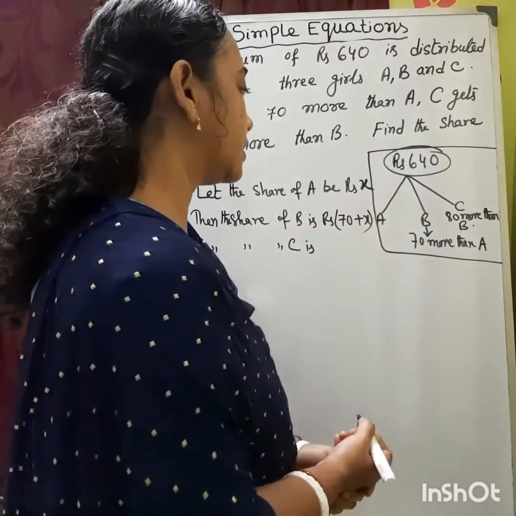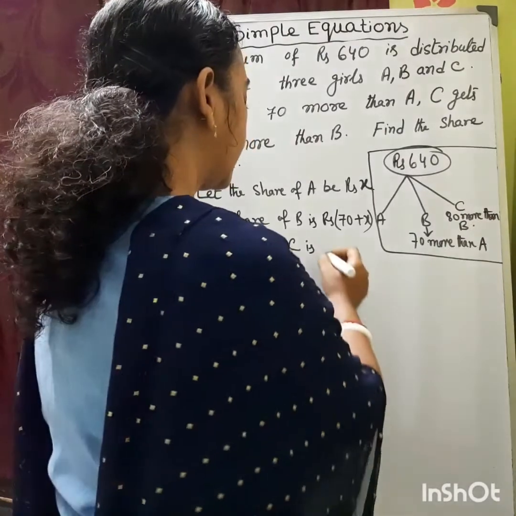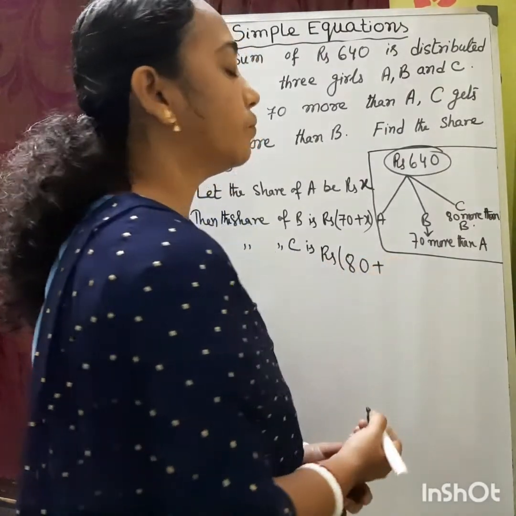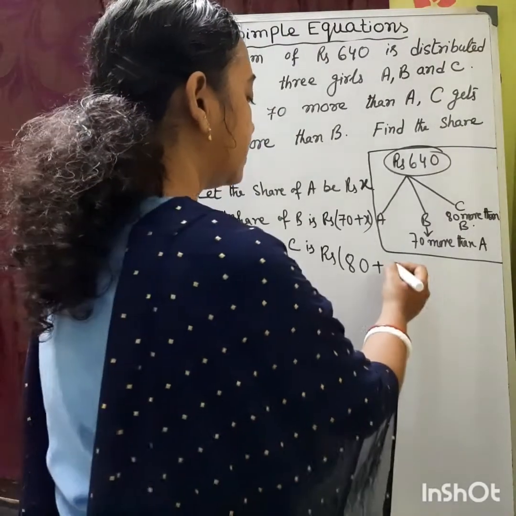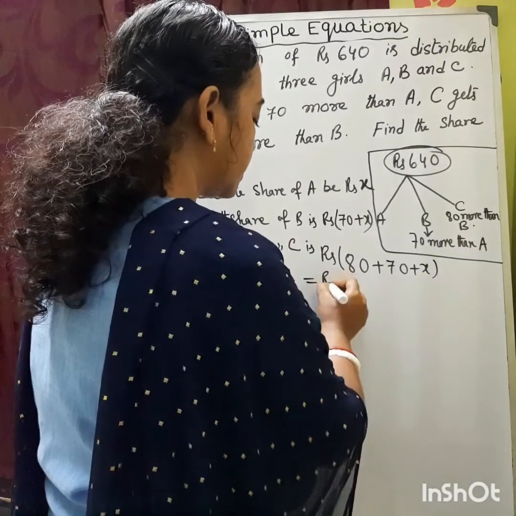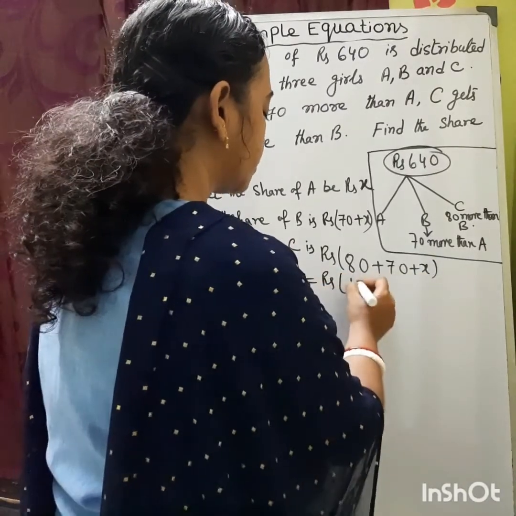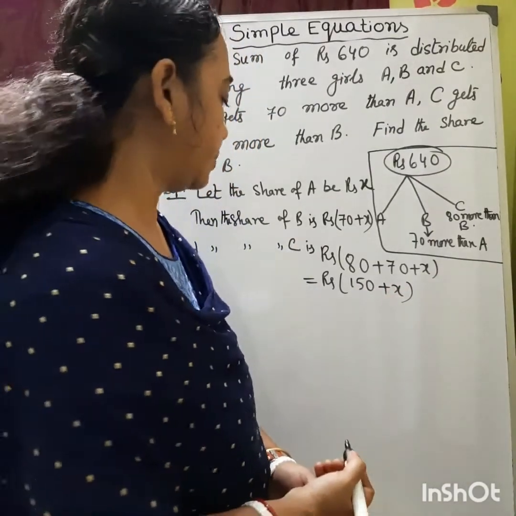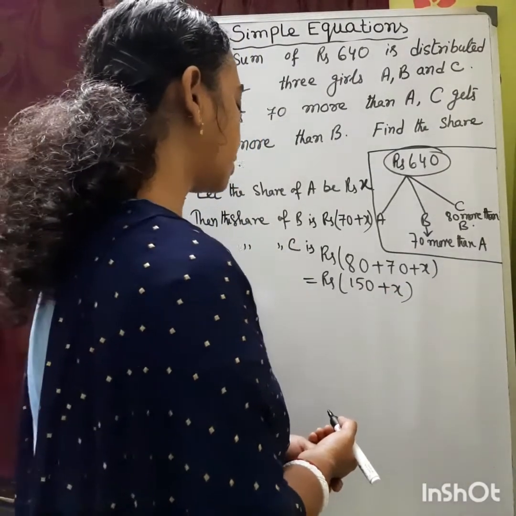The share of C is 80 more than B. That means rupees 80 first we will write. Then we will add whatever the share of B, that is 70 plus X. So this becomes rupees 70 plus 80, which is 150, plus X. That means rupees (150 plus X). That is the share of C.